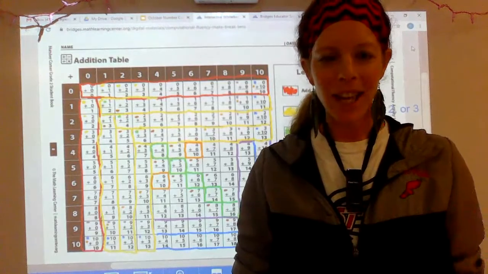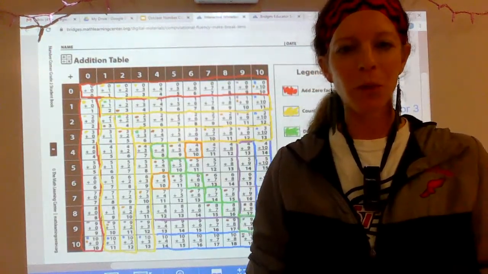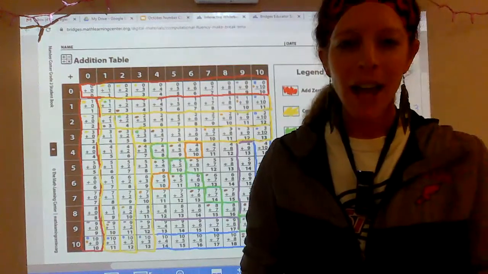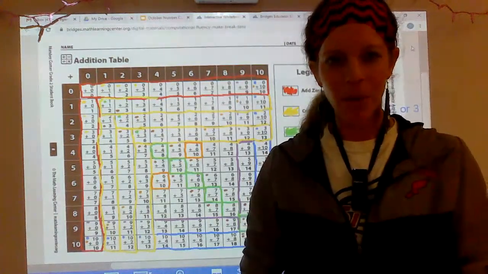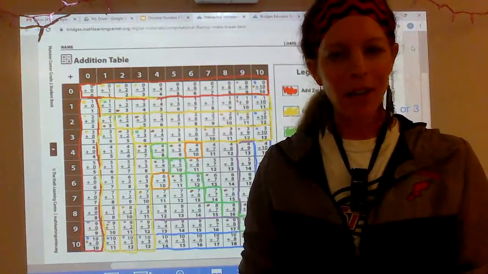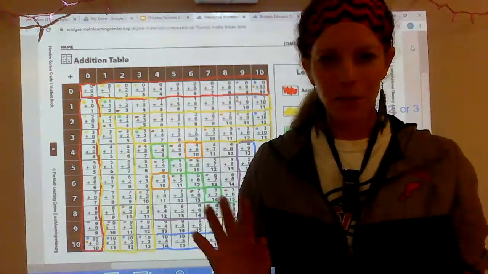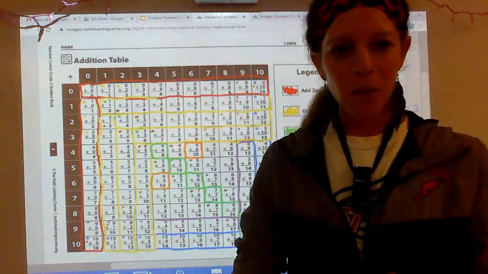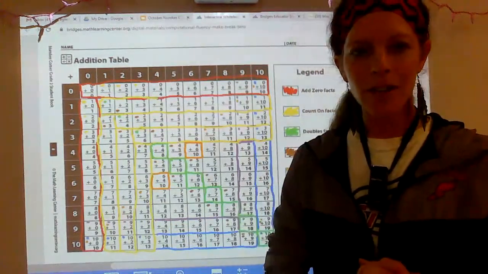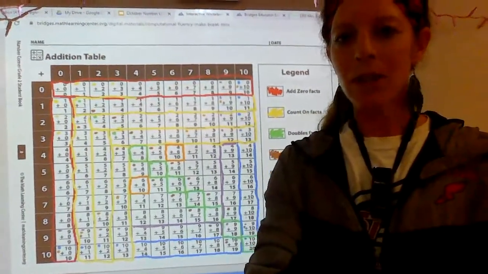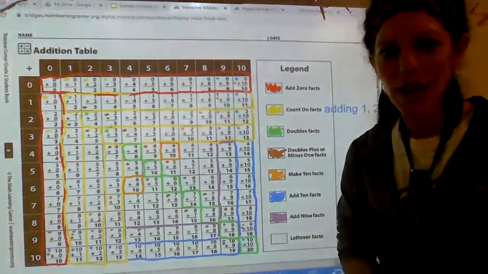I'm hopping on today for math to continue our addition table exploration. I have added some colors to our table, and so I invite you to take out your addition table from yesterday. That's all colorful, and we're going to add a few more colors and a few more strategies to our toolbox. But let's begin by reviewing what strategies we have, addition strategies.